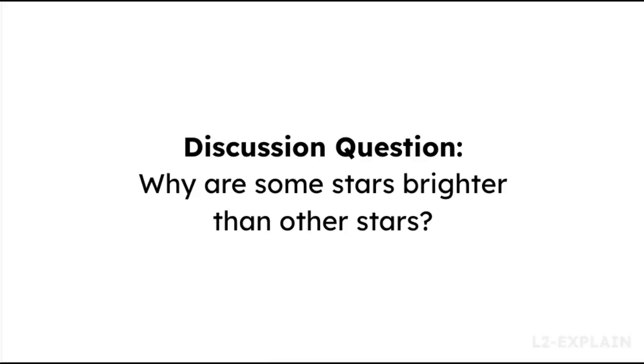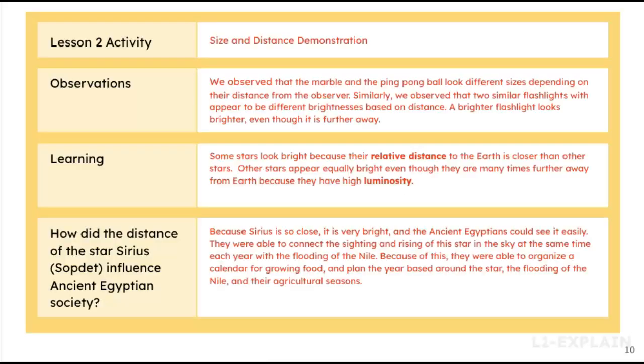In the Explain portion of the lesson, students will engage in a class discussion. You'll invite them to gather and analyze their observations around the size and distance demonstration. You'll use the provided questions to guide the discussion around why are some stars brighter than others. The goal of this class discussion is to analyze student observations and explain what makes a star appear bright to an observer on Earth. You will use the discussion to create the Lesson 2 summary chart.